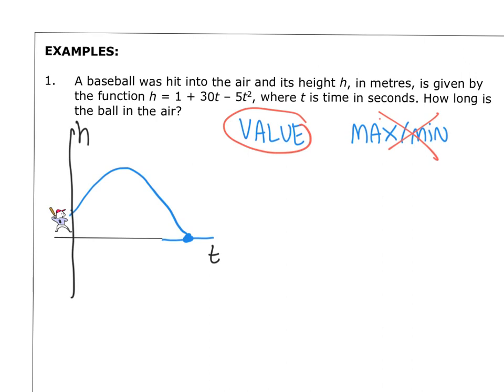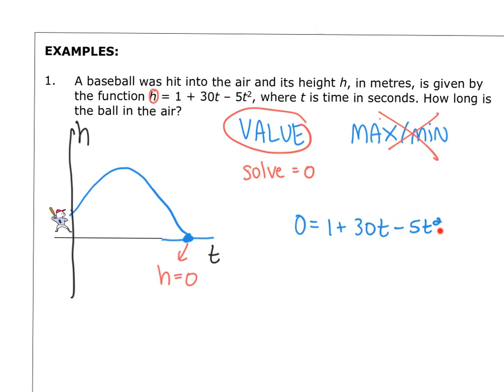So in value problems, we're solving for t. When you are solving for a variable in a quadratic equation, that is when you make the equation equal to 0. And we already knew we could do this because at this point, our height is 0. So we are going to put 0 in for h. So I get 0 equals 1 plus 30t minus 5t squared. This is a quadratic that I need to solve.